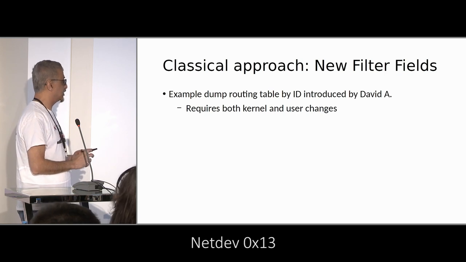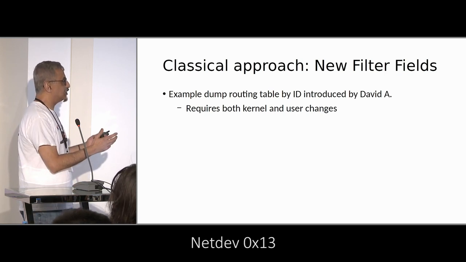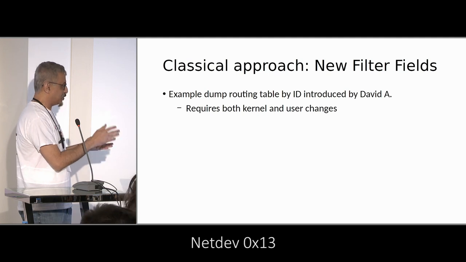Basically, the kernel dumps the whole table, and then at the socket you're going to filter. Imagine I have a million entries and I was only interested in four of them.